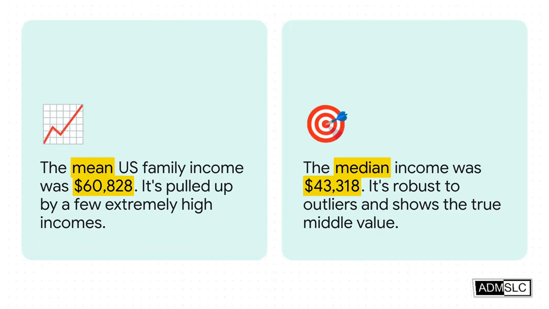So why do we need both? Well, this example with US family income makes it crystal clear. The median income is about $43,000, but the mean is way up at almost $61,000. That huge gap is because a few people with incredibly high incomes, we're talking billionaires, are pulling that average way up. The median, on the other hand, isn't affected by those extreme outliers. It stays right in the middle, giving us a much more accurate picture of what a typical family actually earns. This is why we say the median is a more robust measure.